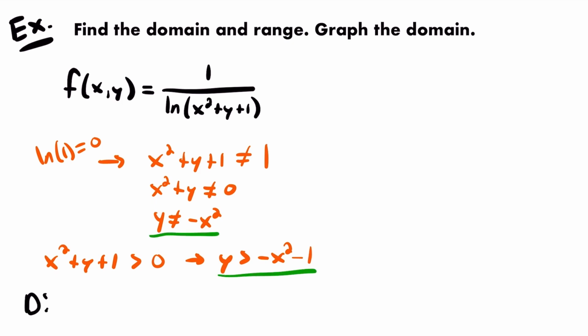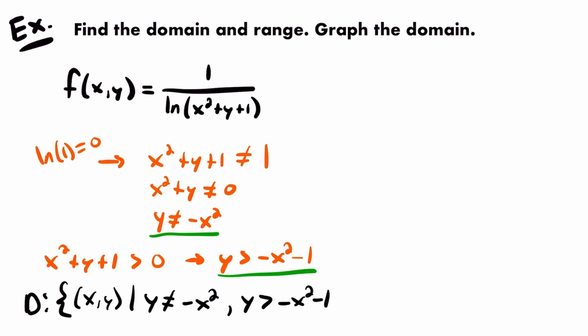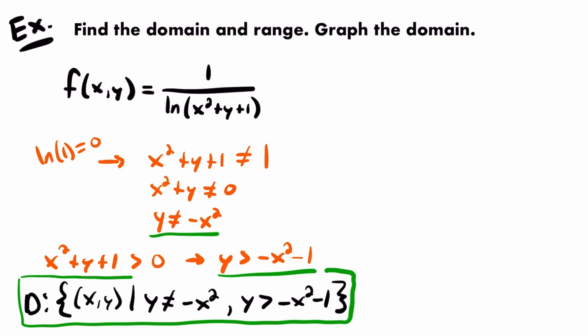The domain of this multivariable function will be all values of x and y such that y is not equal to negative x squared, comma, y is greater than negative x squared minus 1. Okay, you want to include both of those restrictions in the domain. Okay, so that's the domain, but now what about the range? What would the range of this multivariable function be?